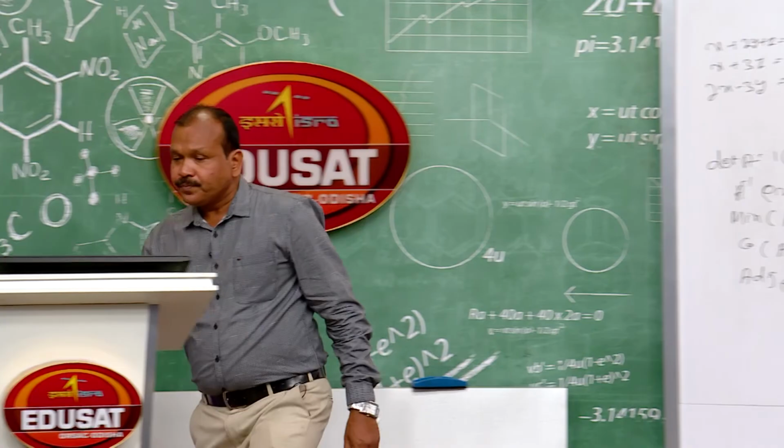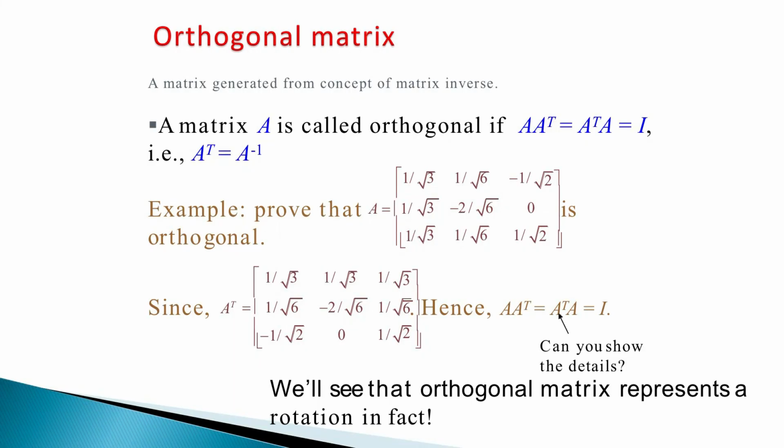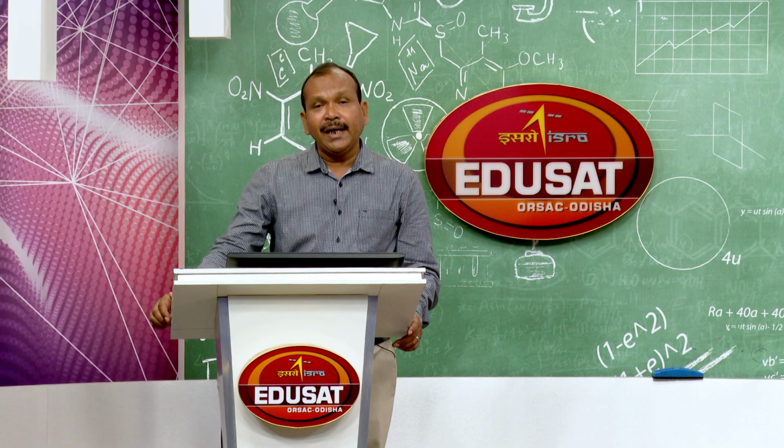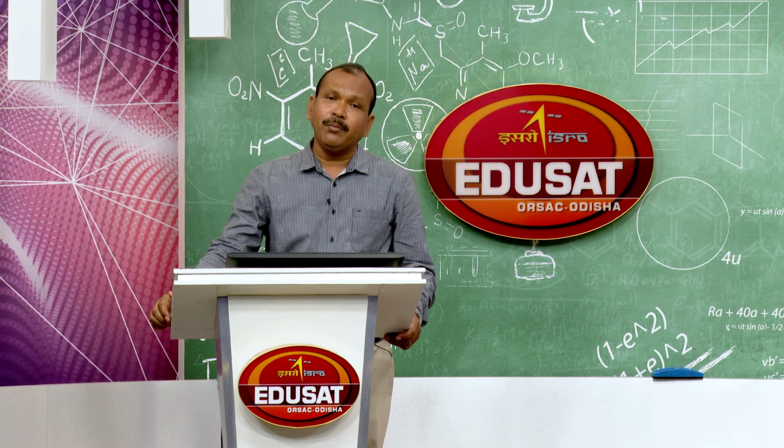Next, what is an orthogonal matrix? A matrix A is called orthogonal if A into A transpose is equal to A transpose into A is equal to the identity matrix. That means the A transpose matrix is equal to A inverse. Here is an example of an orthogonal matrix. This A matrix is an orthogonal matrix, that means the transpose of the matrix is equal to the inverse matrix.